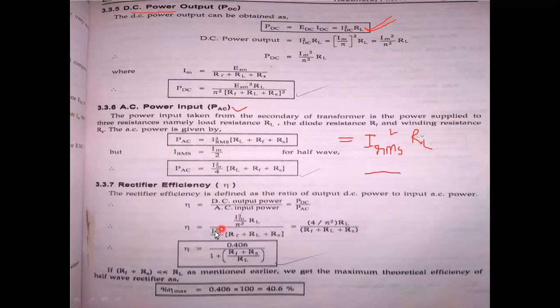Im square gets cancelled. Okay, 4 will come up. So 4 by pi square into RL by this value I will get. See here, what am I getting here?